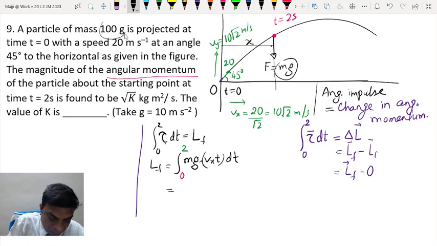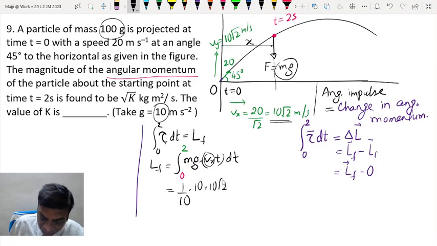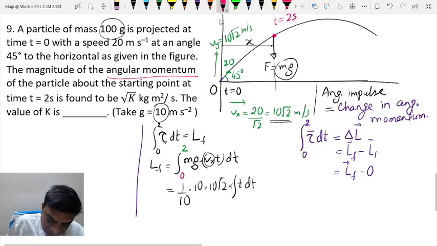Mass is how much? 1 by 10 kg. 100 grams means divided by 1000. G is given as 10 meters per second square. The X component of velocity, the horizontal component, is 10 root 2 meters per second. t dt. We have to integrate this between the limits 0 to 2 seconds.